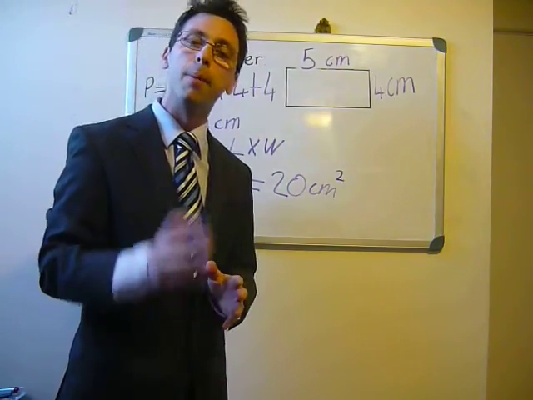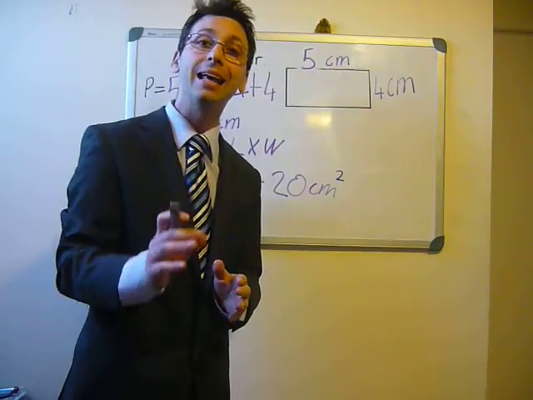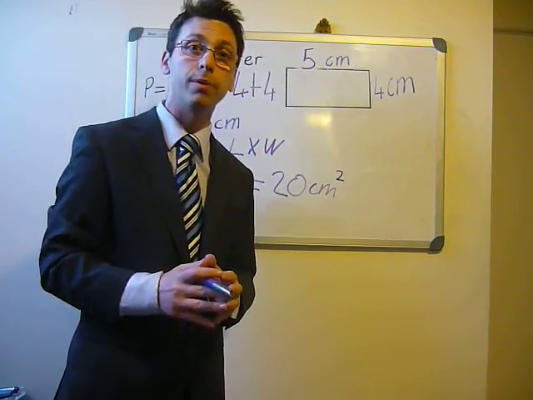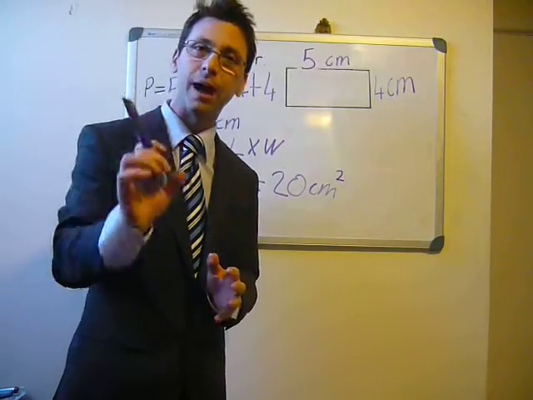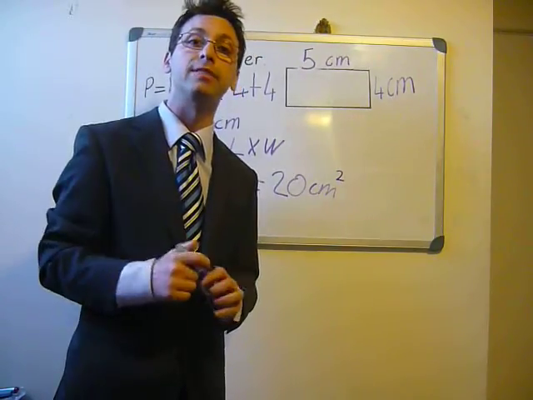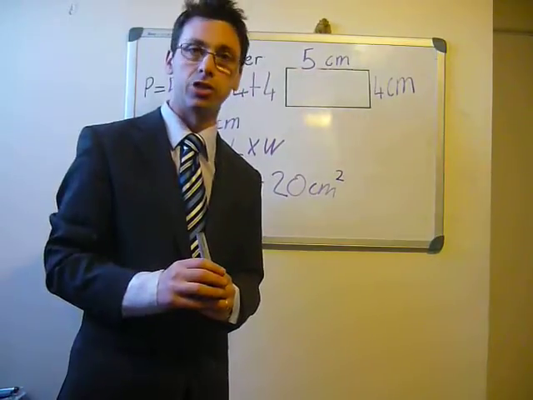In summary, perimeter is adding up the outside of the shape, and the area is working it out by length times width, the amount of space inside the shape.